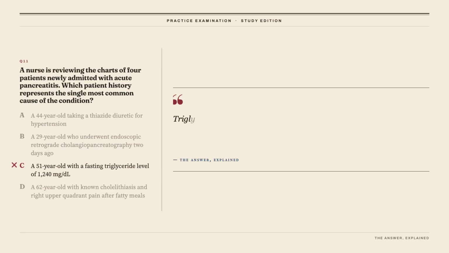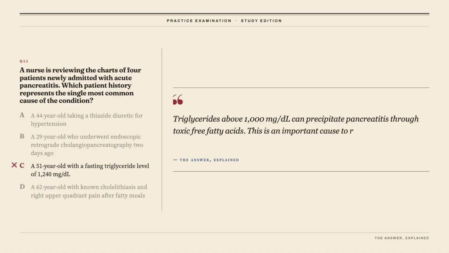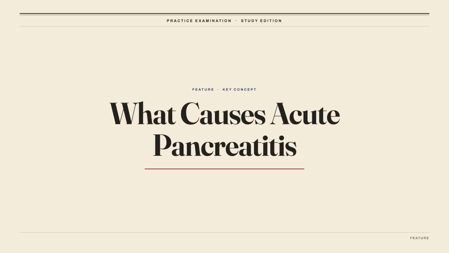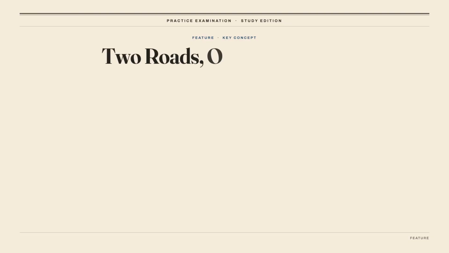C is wrong because triglycerides above 1,000 mg/dl can precipitate pancreatitis through toxic free fatty acids. This is an important cause to recognize and treat, but accounts for a small share of admissions. 2 causes explain roughly 80% of every acute pancreatitis case. Gallstones lead and alcohol follows. Everything else on the long list of triggers splits the remaining fifth, which is why knowing this ratio tells a clinician exactly where to look first.